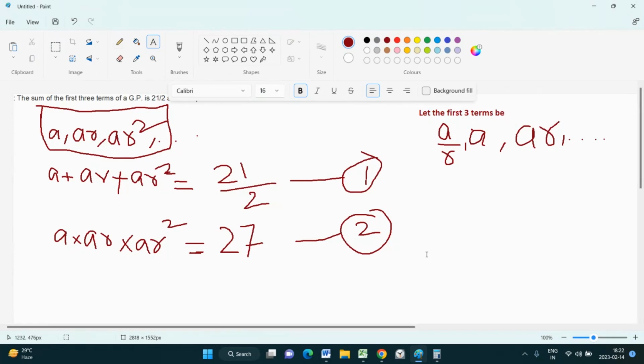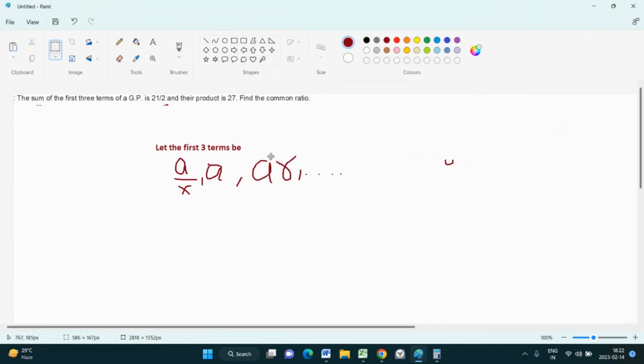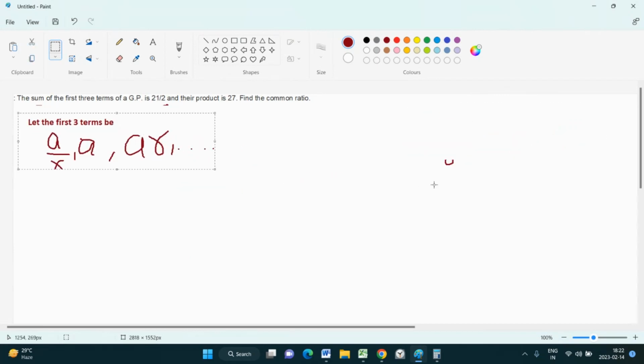Now I am repeating this problem because when you are asked to do something like this, you always take the first three terms to be A by R, A and AR. Okay. Now I am going to delete this for your convenience. Whenever you are asked to do it, you have to do like this.